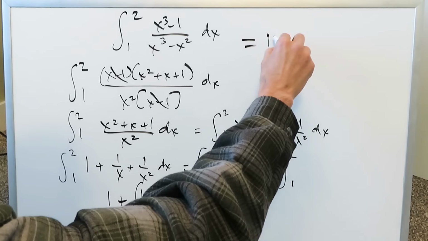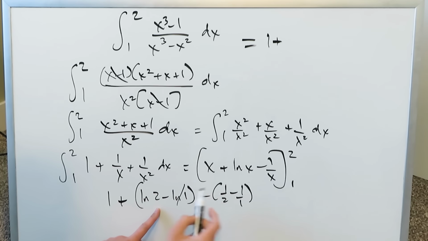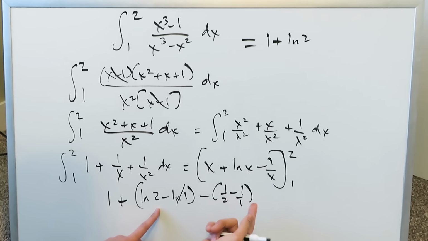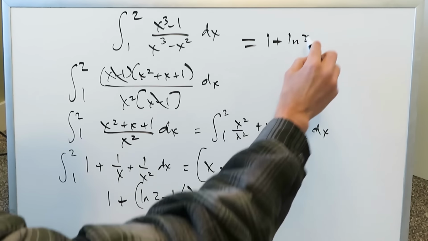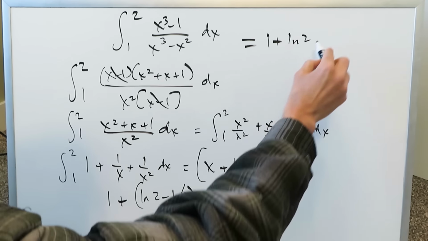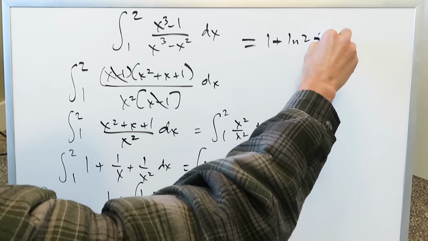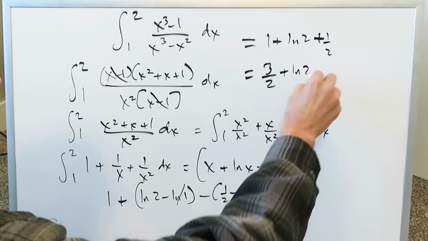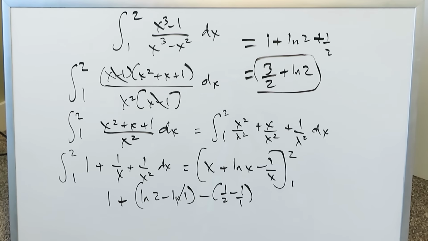You have a 1. From here, this is just a natural log 2, because natural log 1 is a 0. You'll have a natural log 2. You have a half minus a 1, which is a minus half. Minus half hits with this minus and becomes a positive half. So when you do the final simplification, you're looking at 3 over 2 plus natural log 2, and that right there is your final answer.